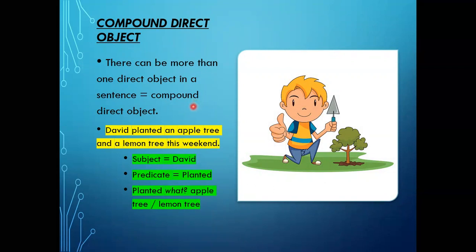तो जब हमारे पास सेंटेंस के अंदर दो या दो से ज़्यादा डायरेक्ट ऑब्जेक्ट्स हों तो हम उसको बोलते हैं compound direct object. David planted an apple tree and a lemon tree this weekend. So here the subject is David and the predicate or the main verb is planted. And what did he plant? He planted an apple tree and a lemon tree. So how many objects do we have? We have two direct objects over here, apple tree and lemon tree. ठीक है, ये चूंकि डायरेक्ट ऑब्जेक्ट है, डायरेक्ट इनका ताल्लुक जो है वो सब्जेक्ट से है, so that's why we call them direct object. So now let's go to the next one.